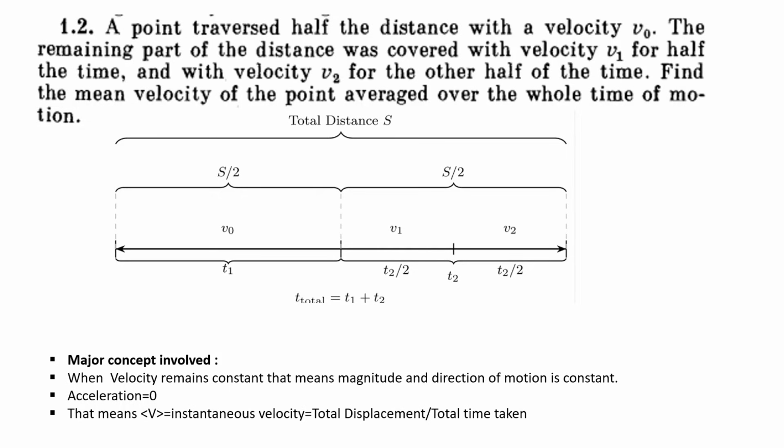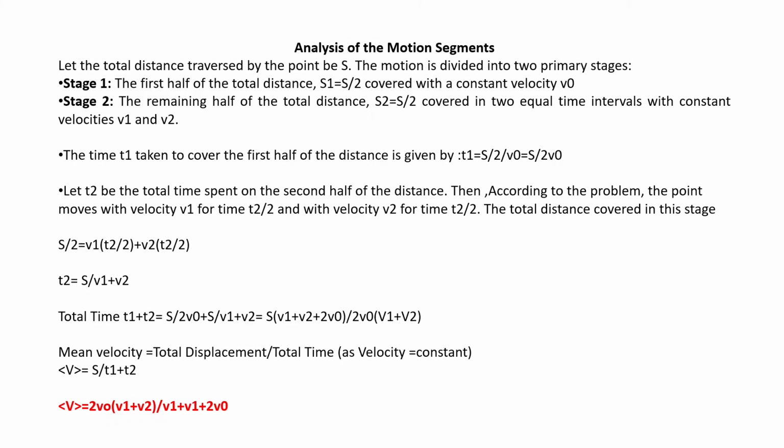I have already shown the problem with the help of an image. I have divided the total distance s into two parts, s by 2 and s by 2. In the first time t1 I have traveled the distance with a velocity v0. In another time t2, which is divided into two equal halves as described in the problem, in the first half I have the velocity v1 and in the second half the velocity v2. So the total time of motion is t1 plus t2, and we have to express t1 and t2 in terms of s. I hope it is clear.